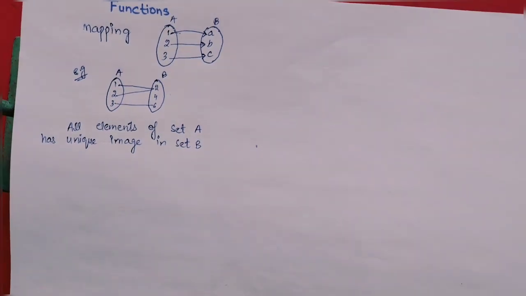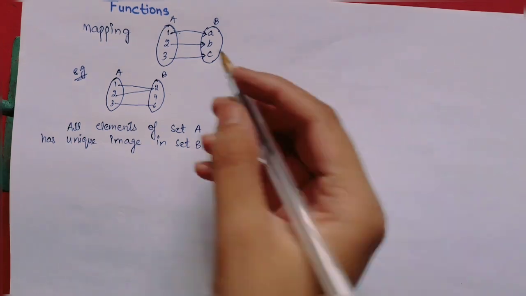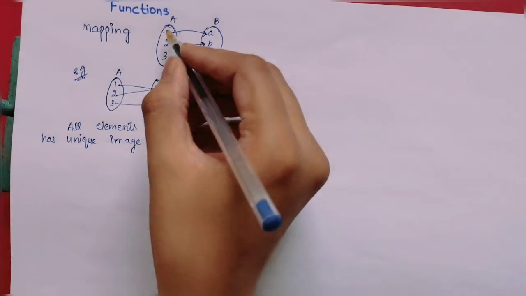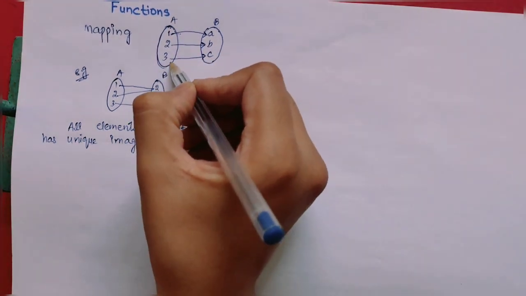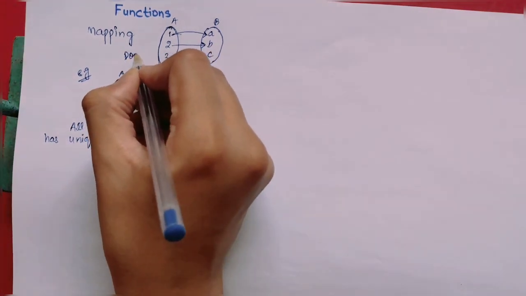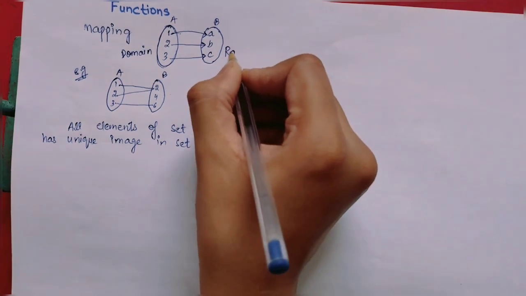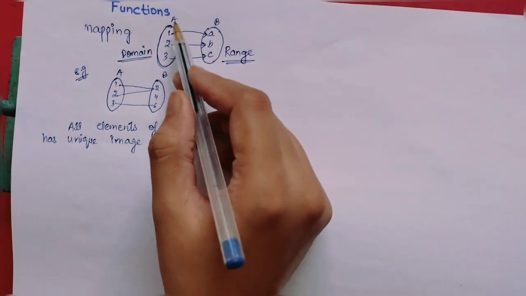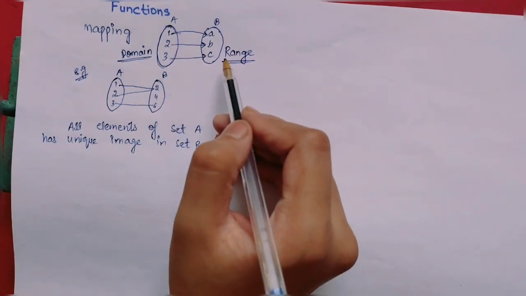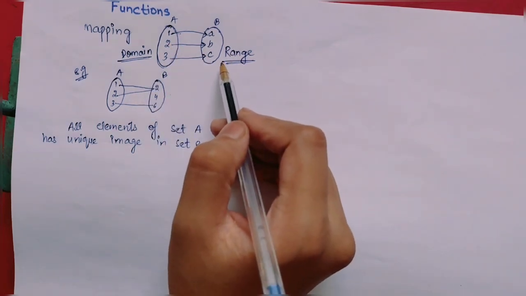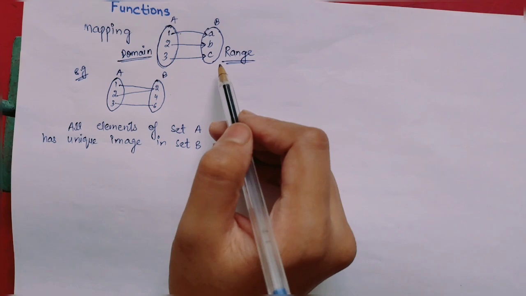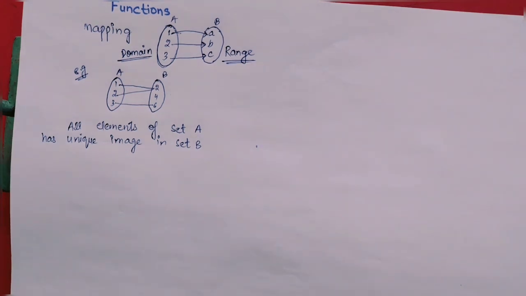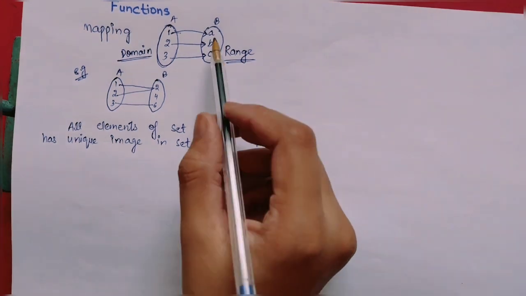The next thing is that the elements of set A are called the domain of the function, and the elements of set B are called the range. Remember that set A elements are called the domain of the function and set B elements are called the range of the function. Only those elements which are mapped.